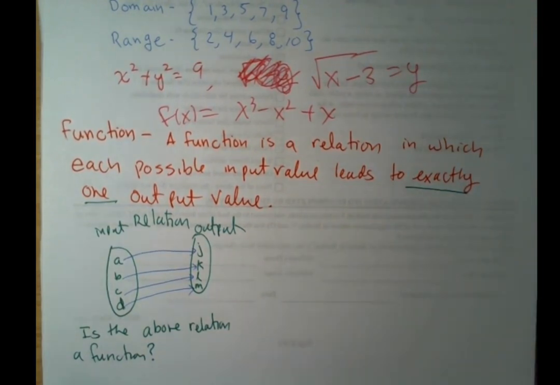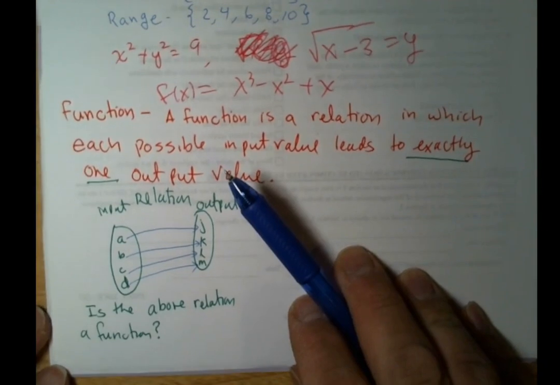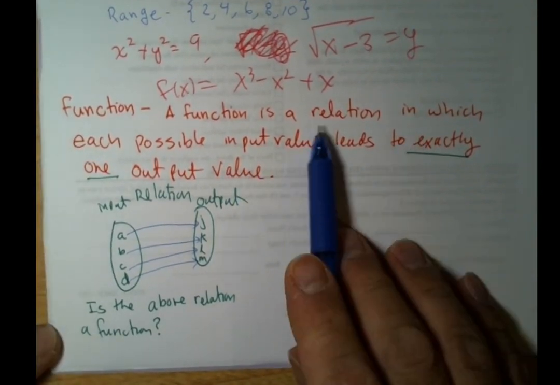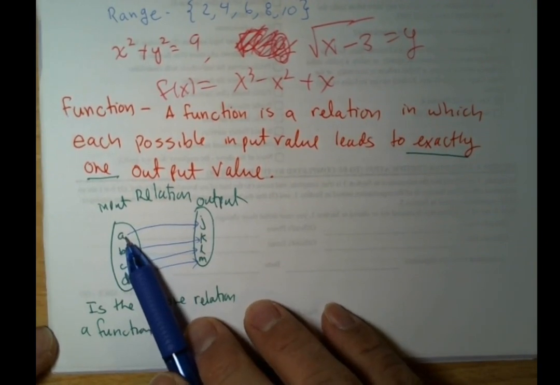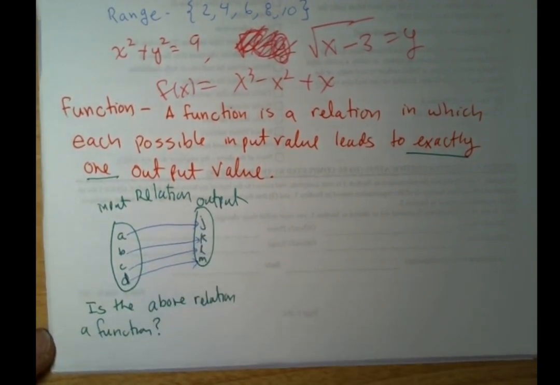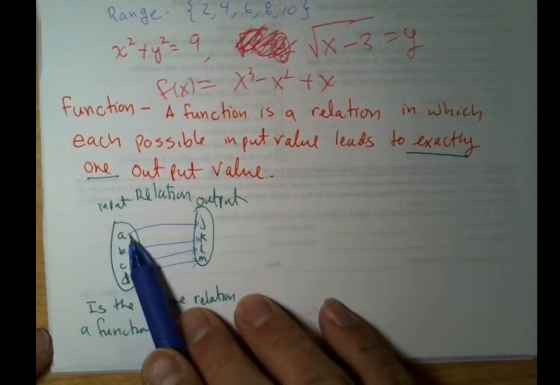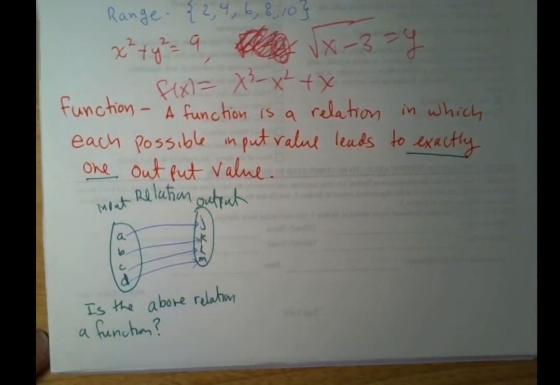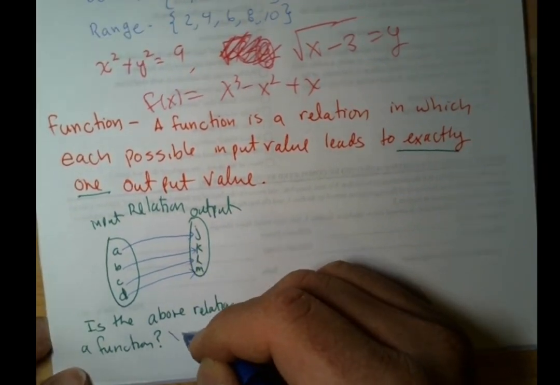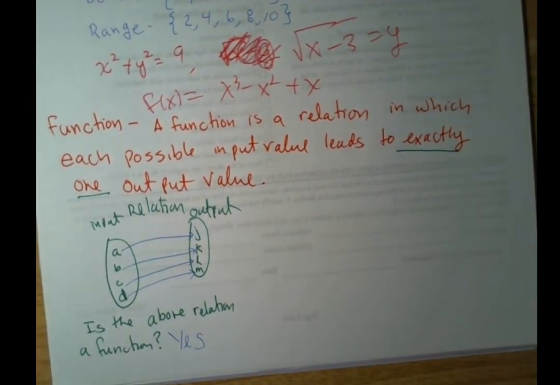All right, we could see that and say, let's reference our definition here. A function is a relation, which we do have here, just a set of ordered pairs. An ordered pair here would be AJ, BK, etc. Each possible input value leads to exactly one output value. You have A to J, B to K. Yes, I would say that does satisfy that definition. So we would say yes, it does.